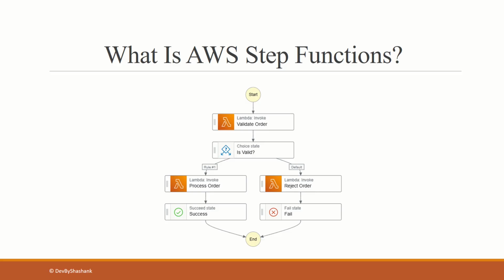In this video, we'll build a simple workflow where we'll validate an order and based on the result, we'll either process it or reject it. So here we'll create three lambdas. One is to validate the order. Then we have a choice state, and then based on the condition, we'll trigger the process order lambda or we'll trigger the reject order lambda. Okay, guys. So let's see how to implement this.